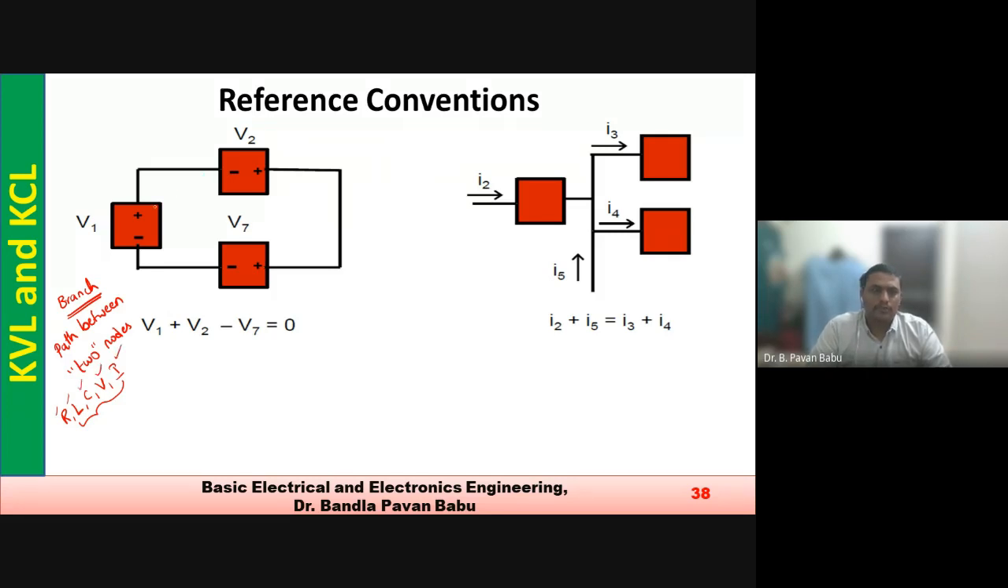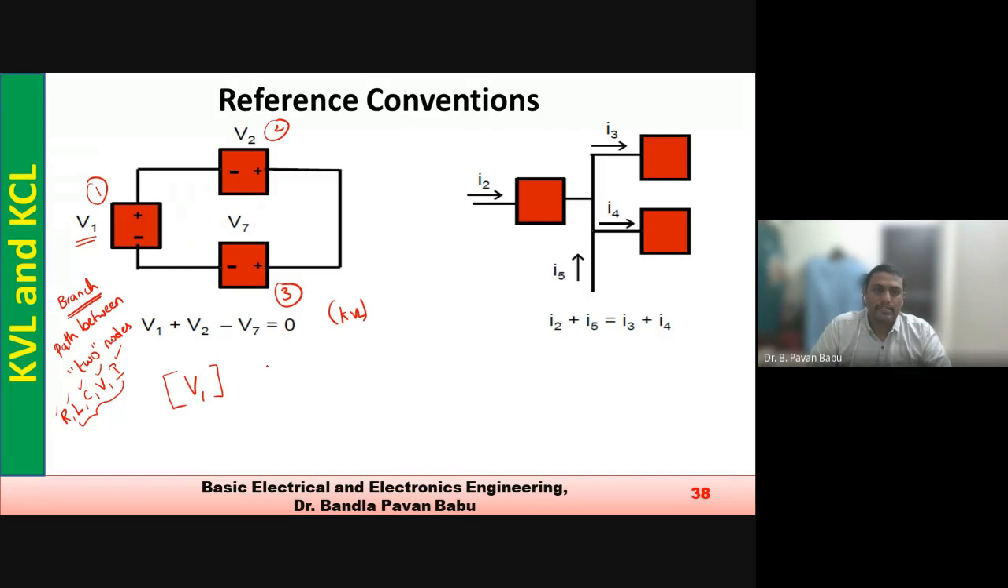Right. So here there are three branches. Let it be one, let it be two, let it be three. Three branches are there, and there is a closed path. Here we can call it a closed circuit. As per KVL, the algebraic sum of all branch voltages. What are the branch voltages here for branch one? They have labeled V1 as the voltage source.